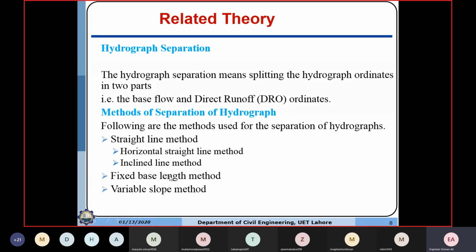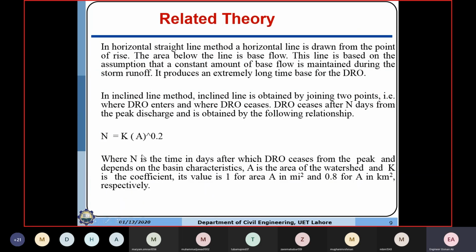So what you do in the inclined line method is, you select the point of rise where the DRO starts, and you find the point which is n days or n hours away from the peak, and you join both the points by an inclined line, which is called the inclined line method, or the constant slope method.